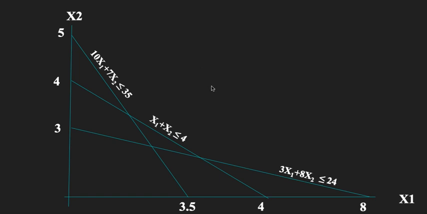Now after this, what we are going to do is shade this portion. If we talk of this one, 3 and 8, this equation 3x1 plus 8x2 is less than or equal to 24, so the shading will be under this line. So from this till this we are going to shade it.